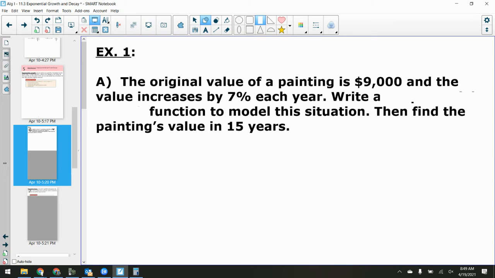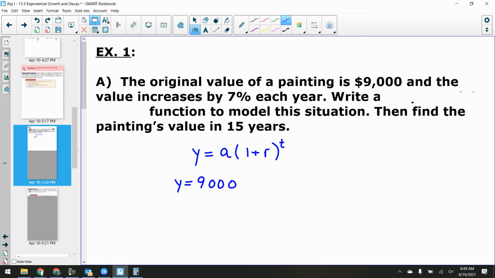Well, it's growing by a percentage per year. That's exponential growth. So if it's exponential growth, y is equal to a times 1 plus r to the t power. That's our general formula, right? What's my starting value? What's my a? Liam, what's my a? The original amount, which is $9,000. Every time I see your eyes close, I'm like, oh. And then the value is increasing by 7% per year.